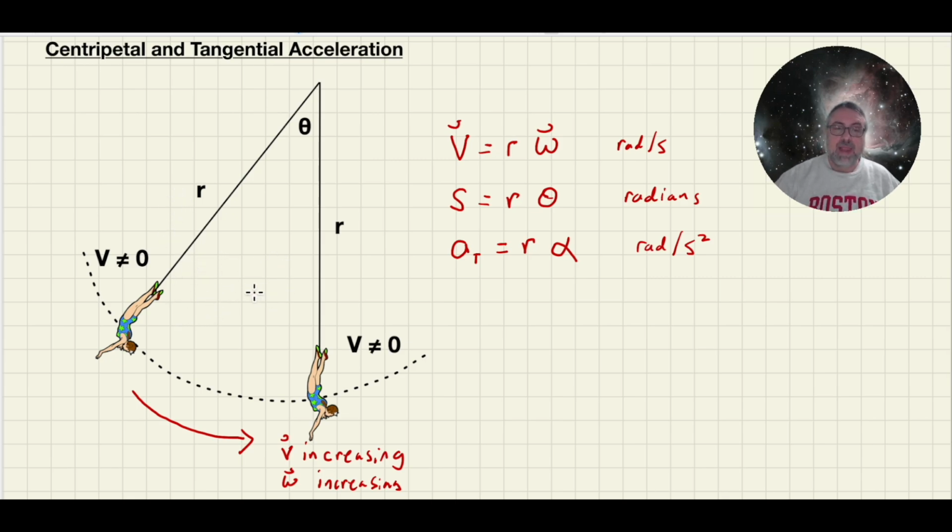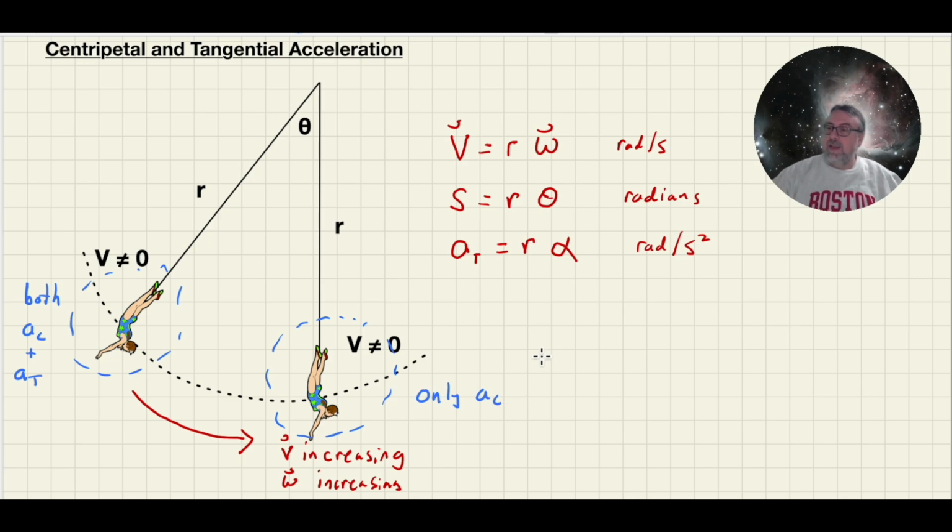Now, in this particular case, at the beginning here, at this location, you have both centripetal acceleration and tangential acceleration. Whereas when she's at the bottom of the path, there is only centripetal acceleration. Now, to understand why, what we need to do is apply the second law and look at a force diagram. So let's take a look.